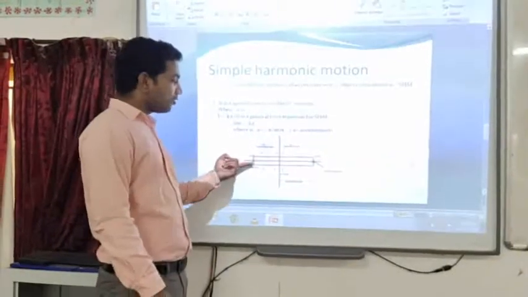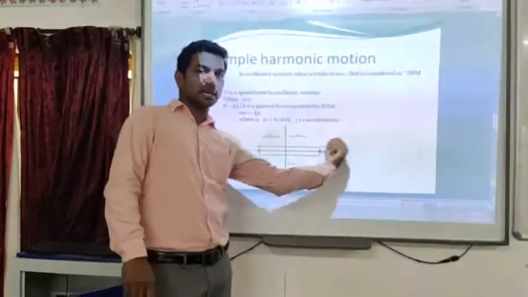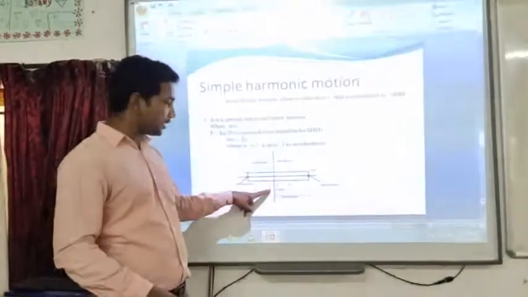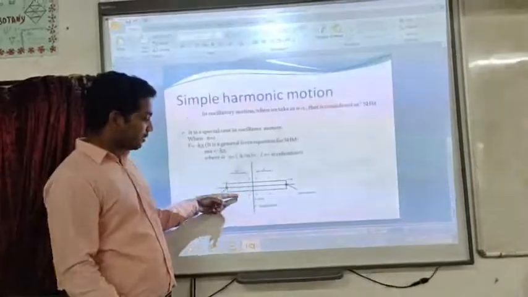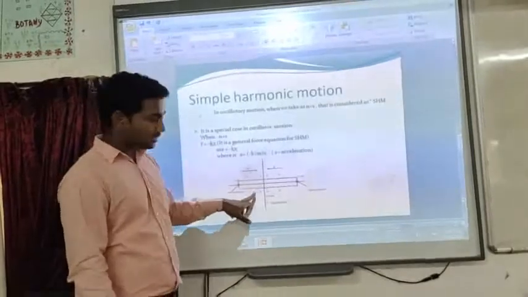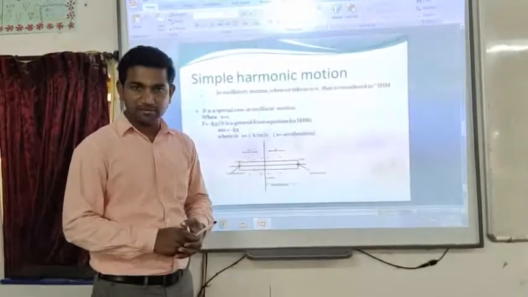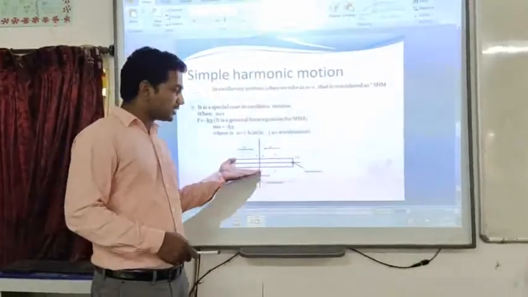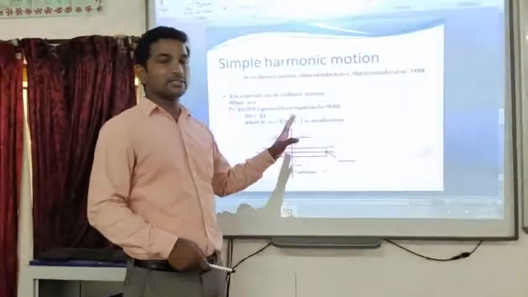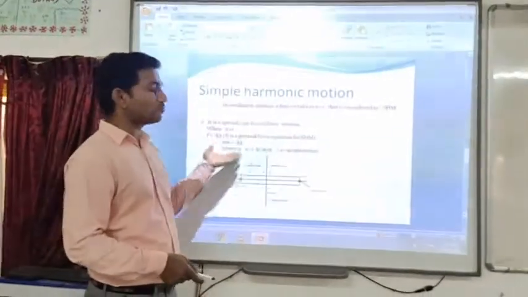Now after reaching this position, this force again tries to pull the object towards this direction. The magnitude of velocity again increases continuously, and acceleration again decreases. After reaching this position, velocity becomes maximum, acceleration becomes 0, and this path is repeated continuously. So to and fro, this is the motion of the object. This type of motion is called simple harmonic motion.